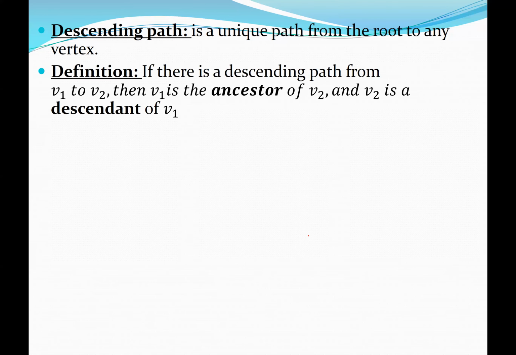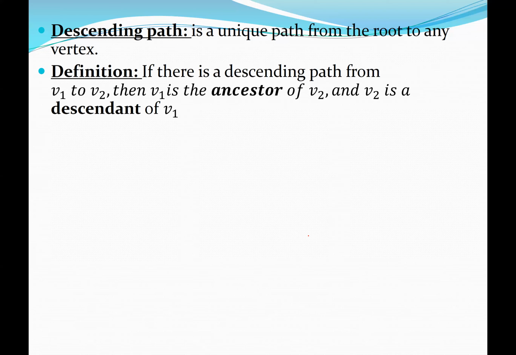All right, so now a few more definitions. Descending path. A descending path is a path from the root to any vertex. You start with the root and then descend to any vertex. We call that a descending path. And here we define the ancestor and descendant. If there is a descending path from V1 to V2, then V1 is the ancestor of V2, and V2 is the descendant of V1.